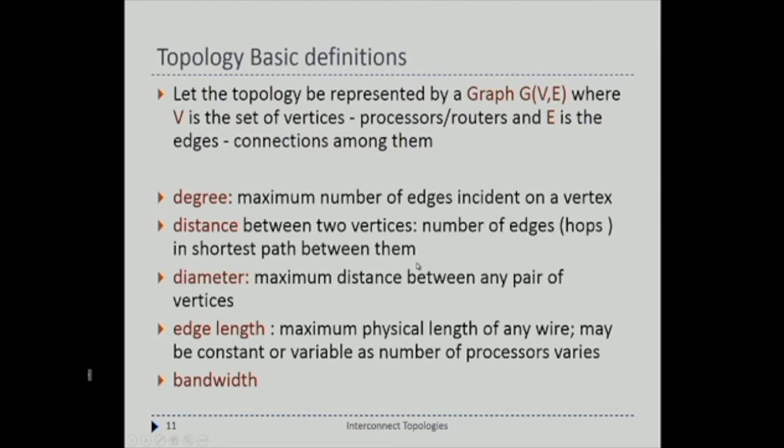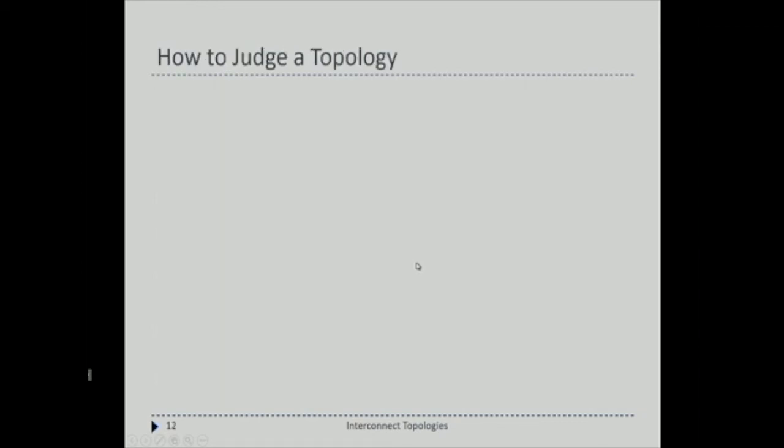What is the worst pair of processors? What is the distance going from one to the other? That's the diameter. And edge length is the maximum physical length of any wire. How long do wires grow? And bandwidth, well, we'll have several definitions of bandwidth. We can talk about full bisection bandwidth, which is one definition, and we'll probably go by that. I'll talk about that later on.